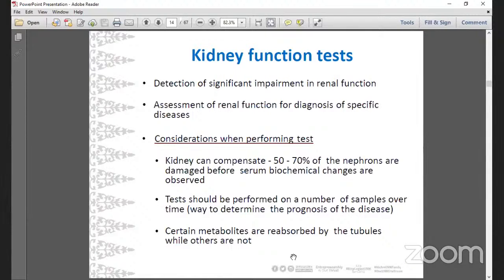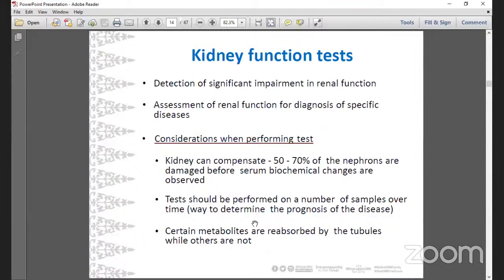So by doing the kidney function test, we can know whether the kidney is functioning well or not. Next, we can do assessment of renal function for diagnosis of specific diseases. When the kidney has a problem, it will impair kidney function. There are two common diseases related to the kidney, acute kidney disease and chronic kidney disease.